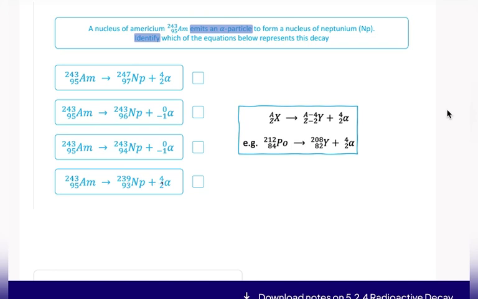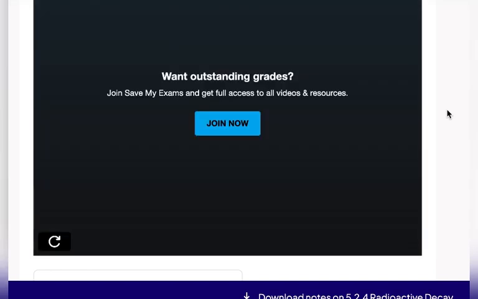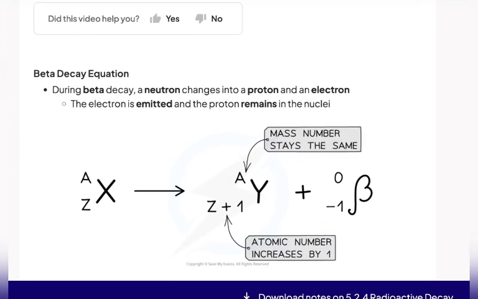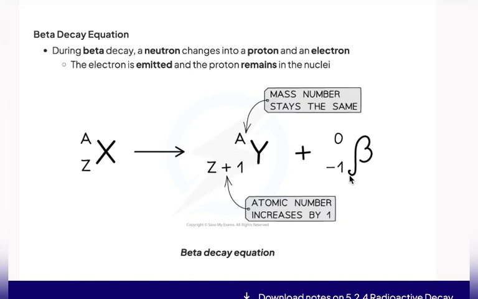239 nucleons plus 4 gives me 243. 93 protons plus 2 gives me 95. So in this case, the last option is the correct answer. Okay, so that's the explanation. I've done the calculation and I've shown you.